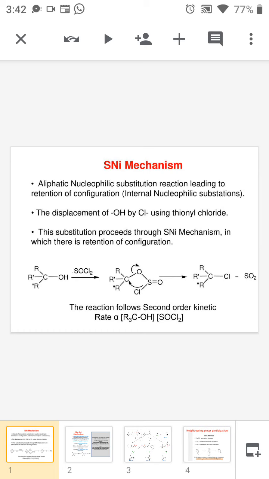So this is the reaction. It is used for converting the alcohol to alkyl halide, and sulfur dioxide is eliminated as the byproduct. And this is a second order reaction. Both the substrate and thionyl chloride will influence the reaction.